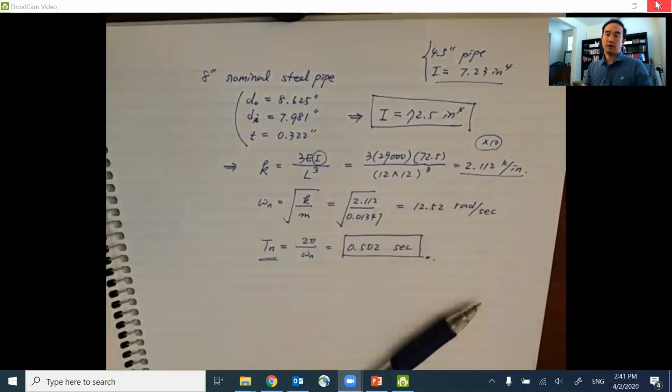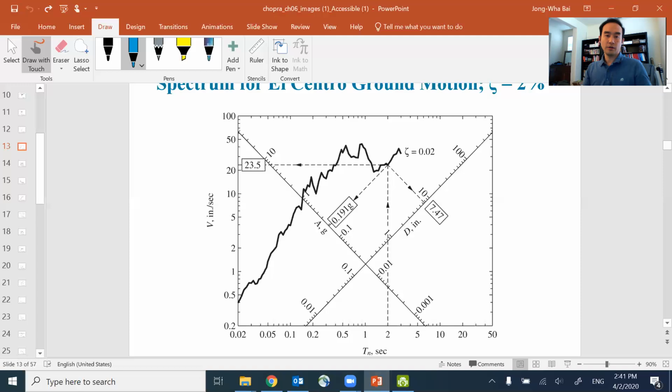So let me go back to the slide. Here we have a combined version of the response spectrum. Again, we first figure out the period of the structure. That's the x-axis, and then go up to the intersection point with this chart. Going this way is going to be the maximum deformation. This way is going to be the maximum acceleration. This way is going to be the maximum velocity.